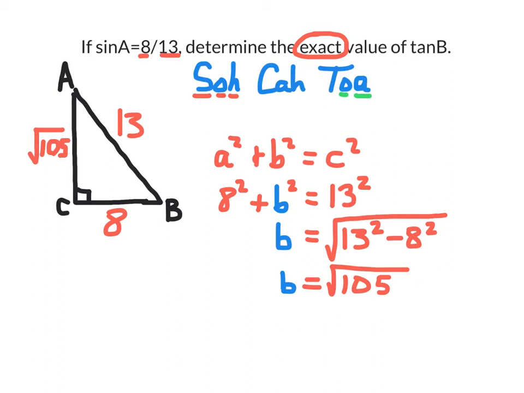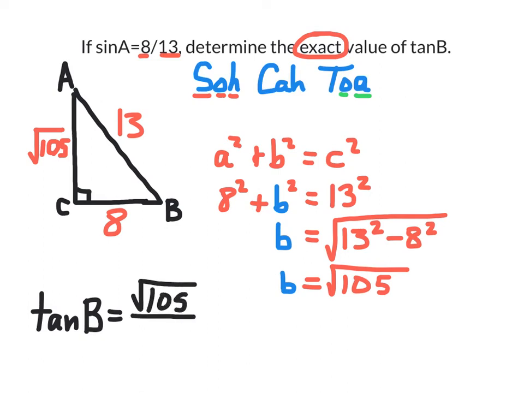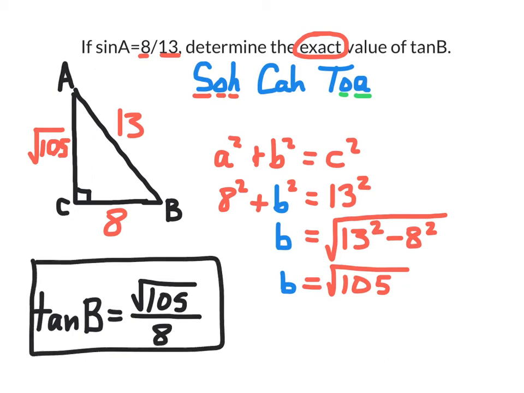I can answer the question. The tangent of angle B is equal to, well, it's opposite over adjacent, so it's the square root of 105 over 8. And that's my exact answer. I don't need to go any further because then it won't be exact.